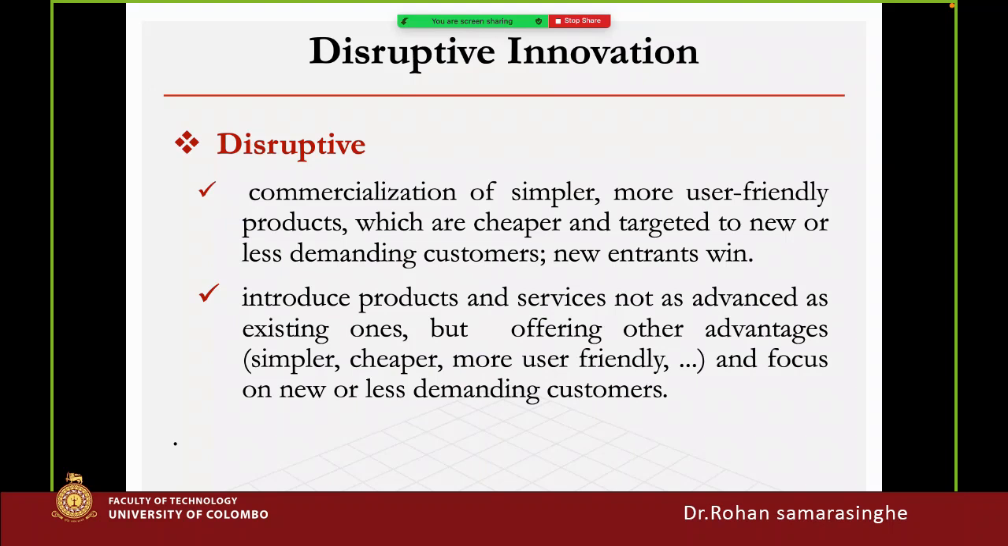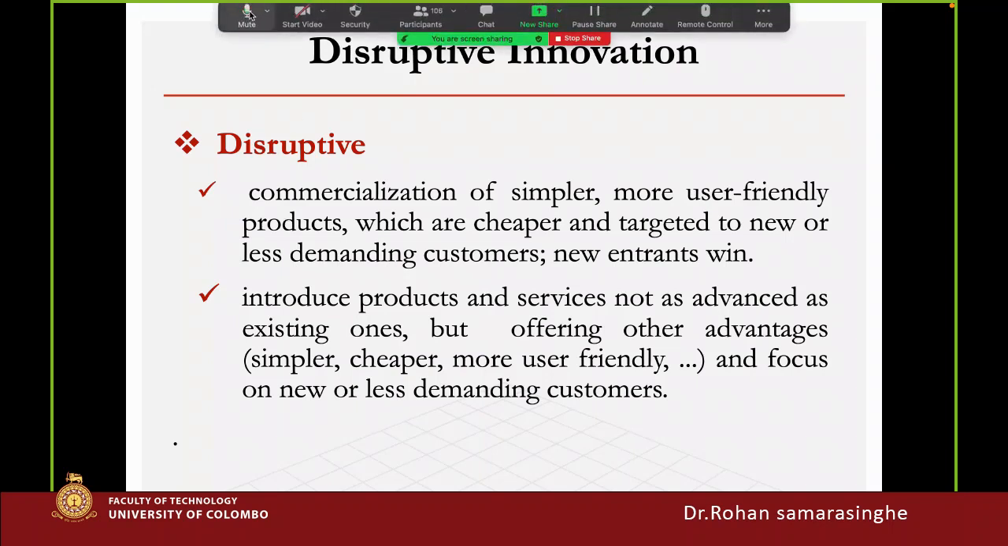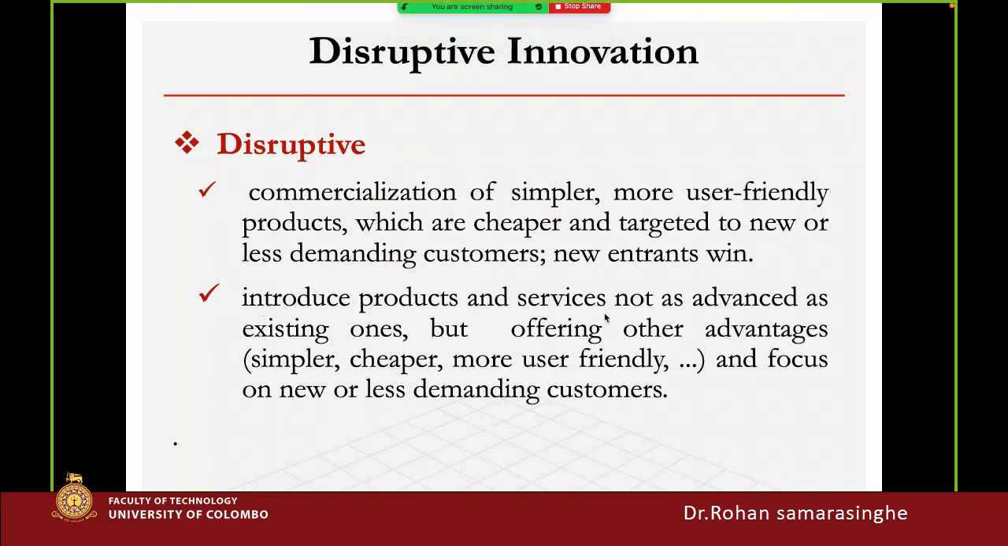by developing and introducing new technologies, it will gradually continue to the disruptive one. Normally called, introduce the product and services not as advanced as existing ones, but offering other advantages: simpler, cheaper, more user friendly, and focus on new or less demanding customers.